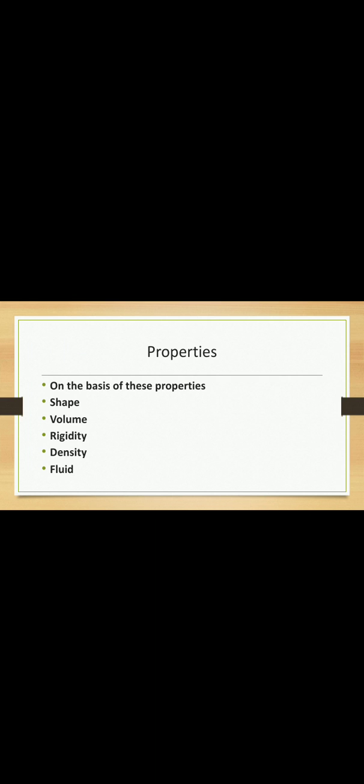Now you can see there are different states of matter. The first is the solid, the second is the liquid, and the third is the gas. These all are the forms of water. In the first case, the water is in the form of an ice cube. In the second state, the water is in the form of liquid. And in the third state, the water is in the form of water vapors.